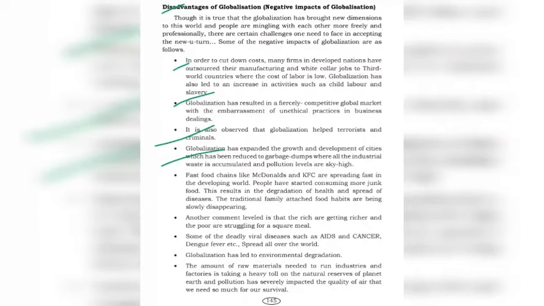Next negative impact is fast food chains like McDonald's and KFC are spreading fast in the developing world. People have started consuming more junk food. This results in degradation of health and spread of diseases. The traditional family-attached food habits are slowly disappearing because of this exposure. Because of globalization, we got exposure to the Western world. So after getting exposure to their products, we came to know, as we have discussed, we exchanged the cultural aspects also.